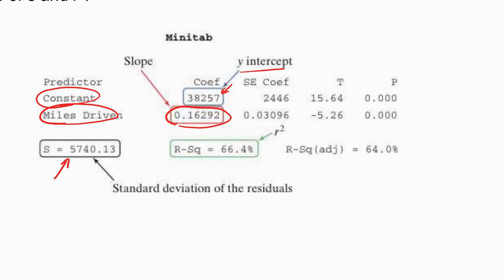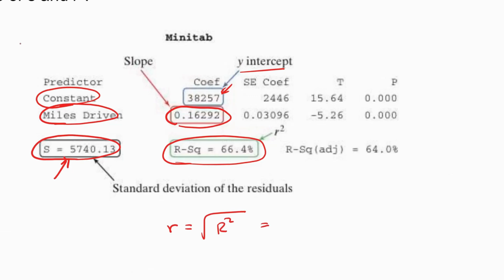Here's our standard deviation of the residuals, our average error when we use the prediction model, and here is our R-squared value, the amount of variability in y that can be explained by x. All right. By the way, if you want to find out the R value, go ahead and take the square root of the R squared value, but just remember it could be a plus or a minus.